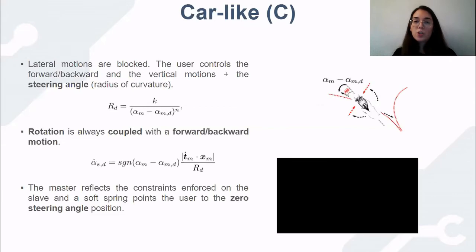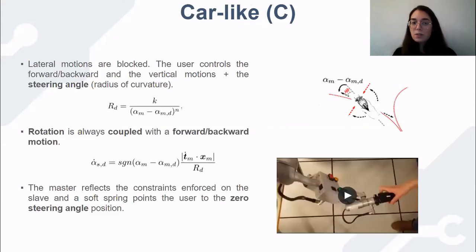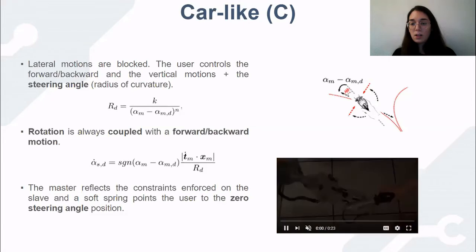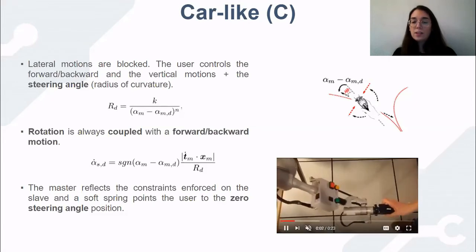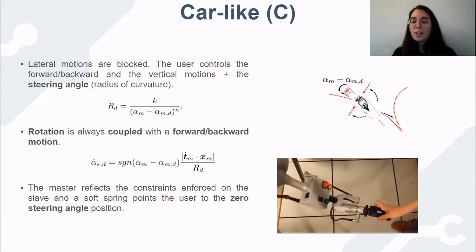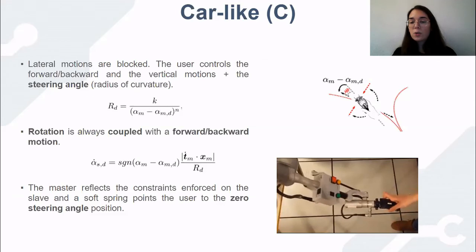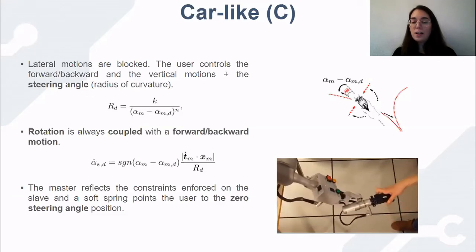Finally, we present a third mode, which is the car-like approach. In this method, we also add another constraint, which is that the slave robot should not rotate except if there's also a translational direction commanded from the master interface. So as you can see, in this case, we have a soft spring which is added also on the master side in order to show the user what is the current orientation of the slave robot. So in the video, you can see that the user can move, in this case, forward and backwards, and there is a soft spring which shows the user the current orientation of the robot. The user can also move along the cutting direction but not perform any lateral motion, just like in the unicycle mode.